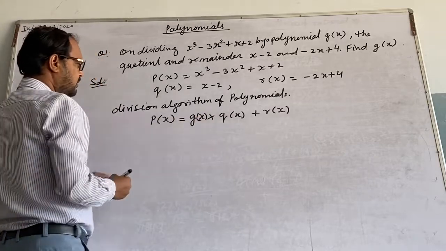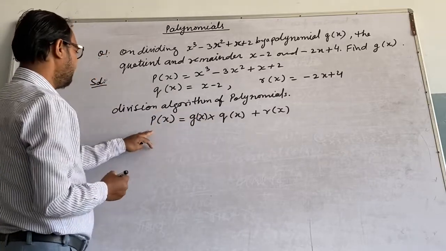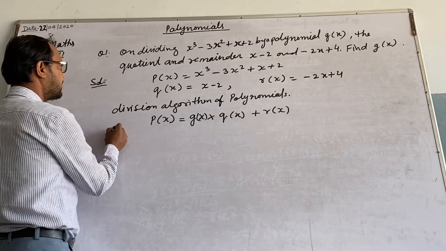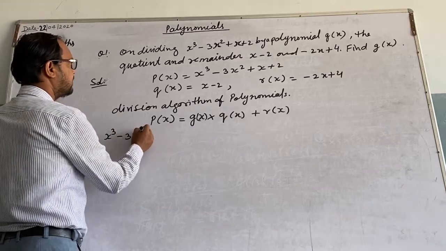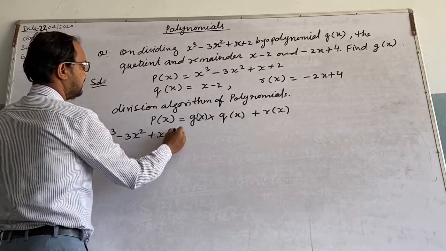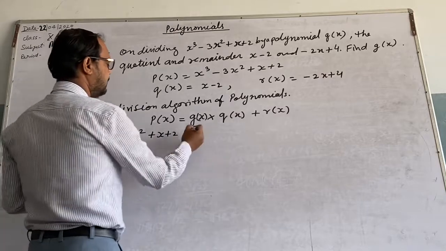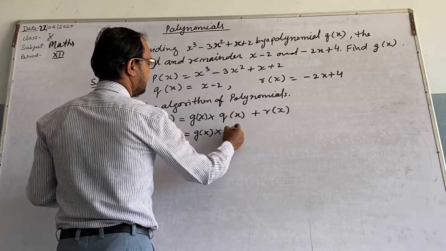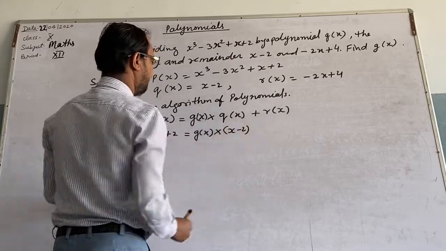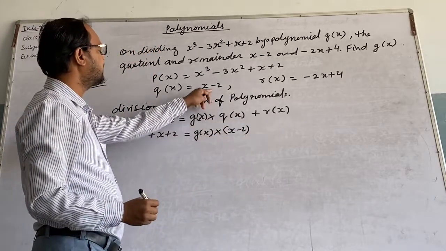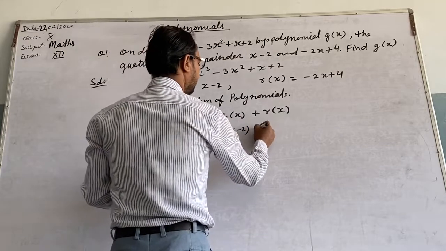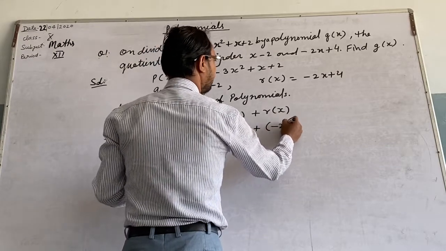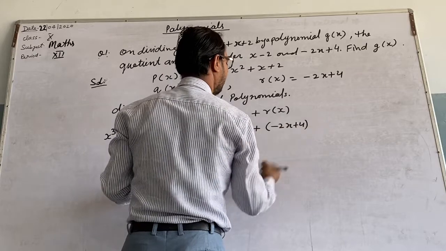Now put the values of all the polynomials. p(x) means x cube minus 3x square plus x plus 2. g(x) is unknown, we have to find it. And q(x) is the quotient, x minus 2, plus the remainder, minus 2x plus 4.